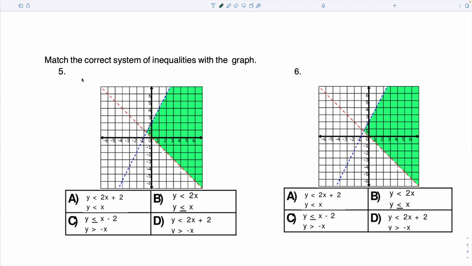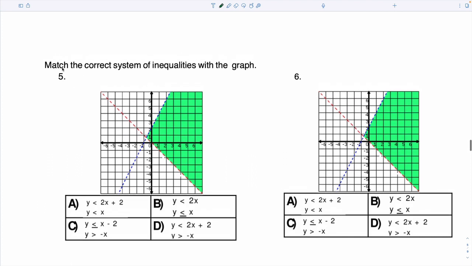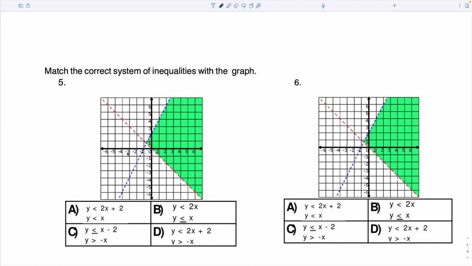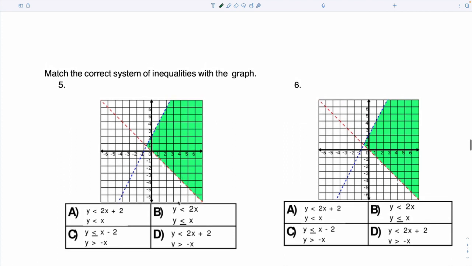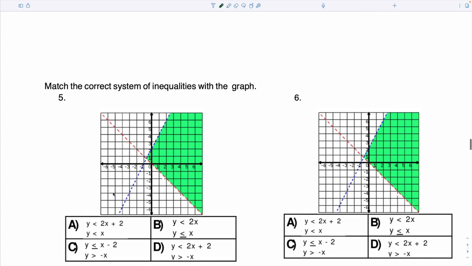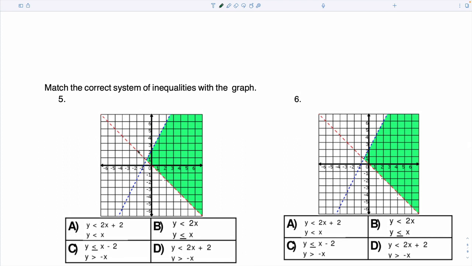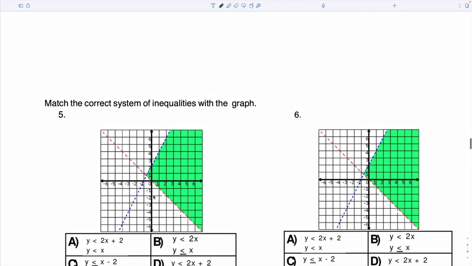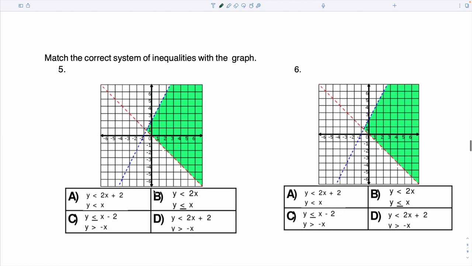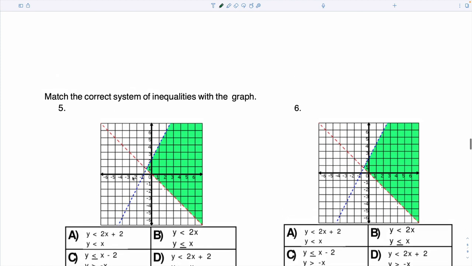These are the types of examples that are going to show up on your geometry placement test in May. They're going to give you a graph, and they're going to have you match which inequality goes to this graph. So far, we've just been graphing them and then matching. They're going to give you one graph, and you'll match the inequality. So it's similar, just kind of flipped. We'll work on that in 10 minutes.